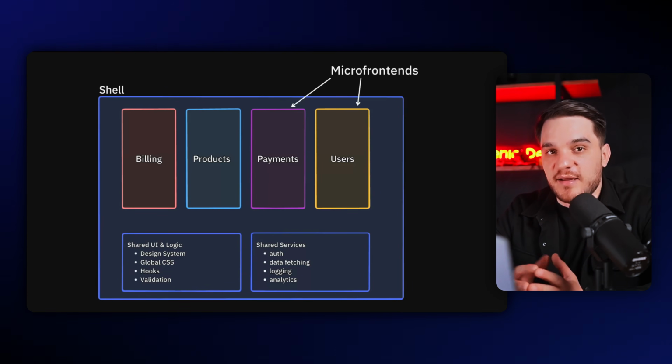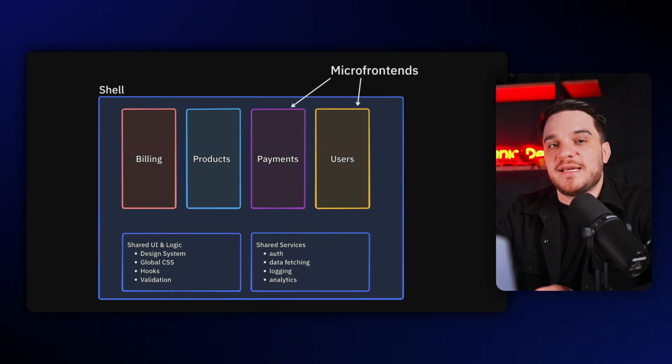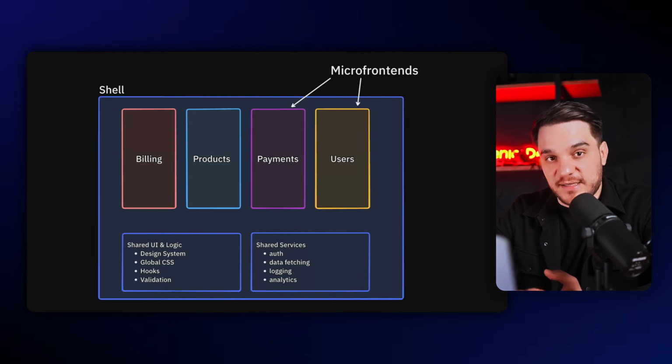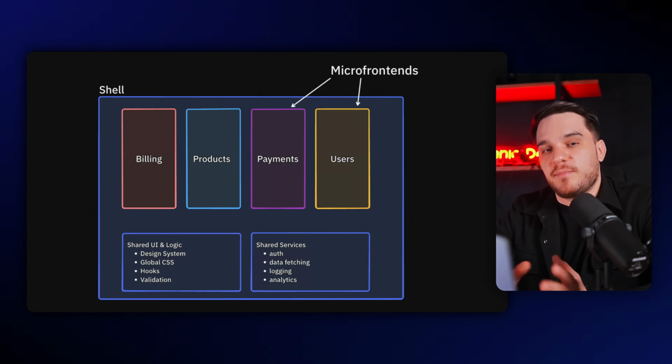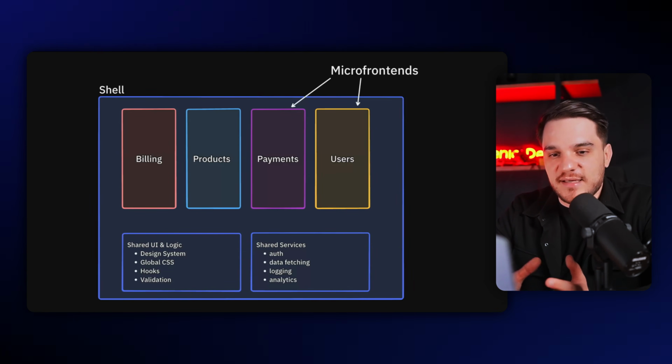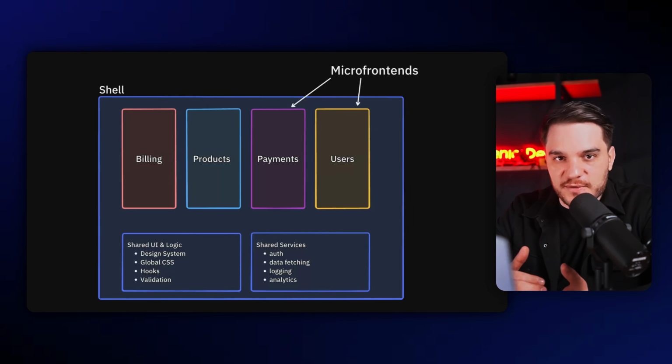And the shell has the shared CSS, the shared state that will then inject in those other applications, but they are all on different domains. The teams working on them are independent and they can deploy code independently. And that makes it possible for a lot of developers to contribute on the same front-end application.